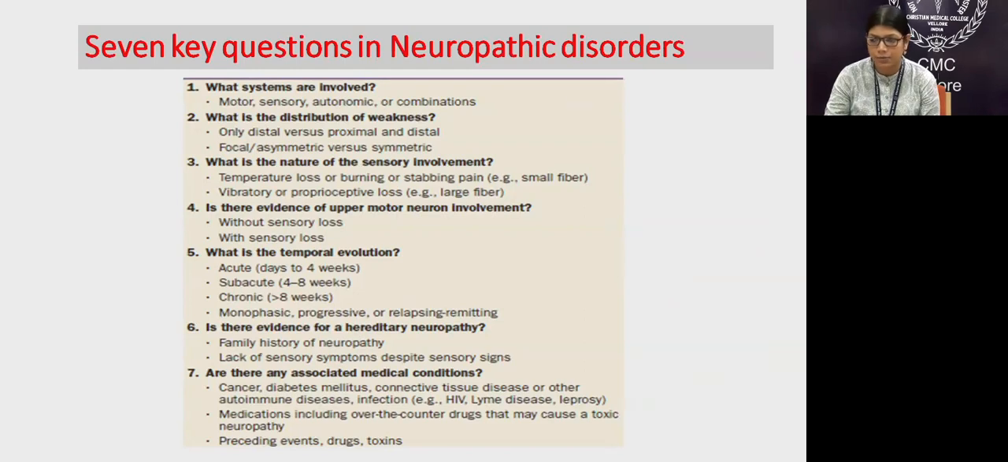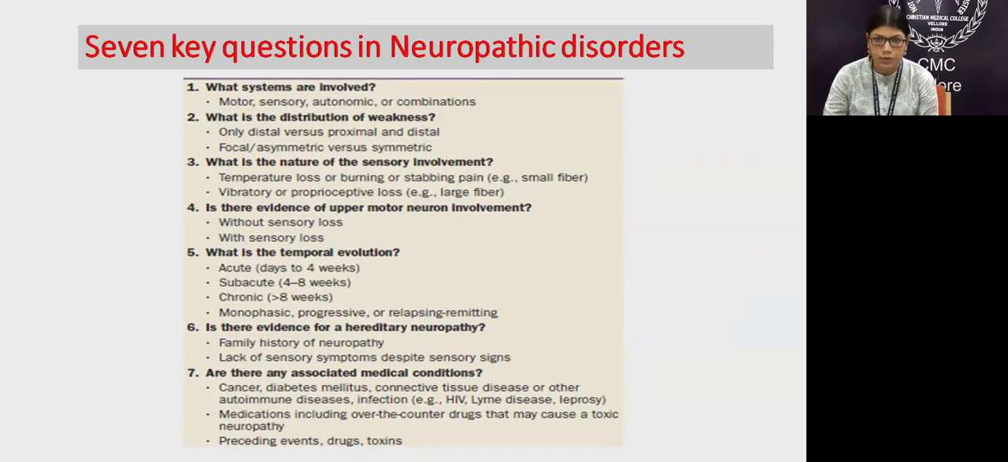Is it large fiber involvement, which involves impairment of vibration sensation and proprioceptive loss, or is it small fiber involvement, which looks at temperature loss or burning dysesthesias, or it could be a combination of both small fiber and large fiber neuropathy. The next question we need to ask, is there an UMN involvement along with an LMN involvement, and at that point whether it is with sensory loss or without sensory loss.